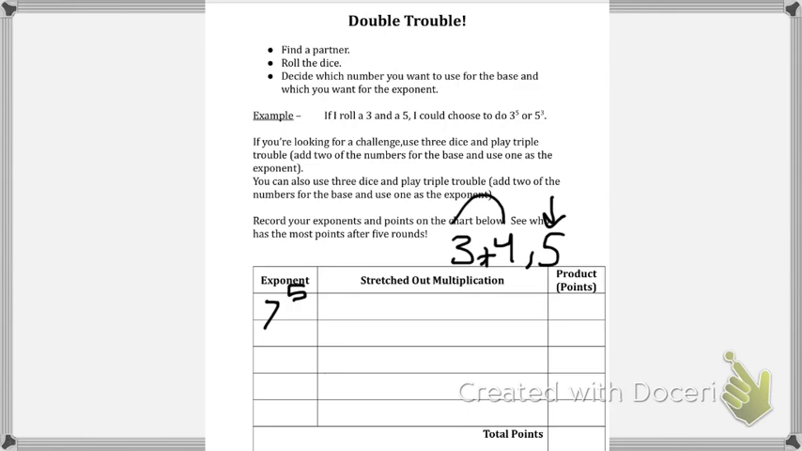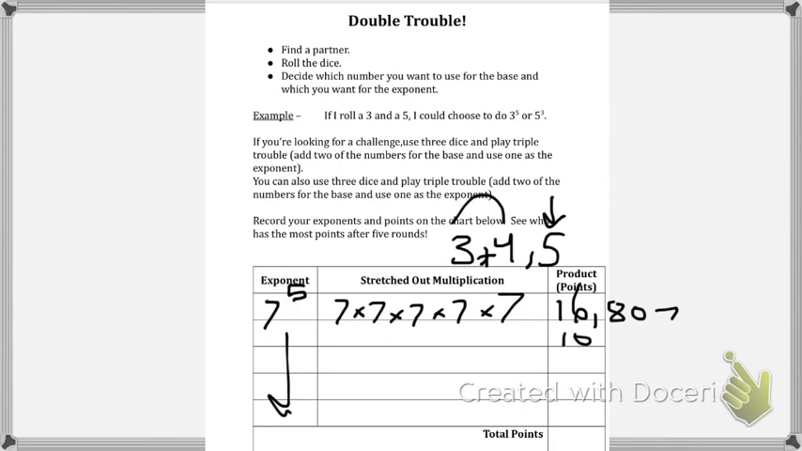So then for the stretched out multiplication, they would do 7 times 7 times 7 times 7 times 7. And again, they could do this on their calculator and eventually get 16,807. So let's say they keep going with all of these columns and eventually end up with these products. Maybe they got a 10, a 7, 100, and 1,000.